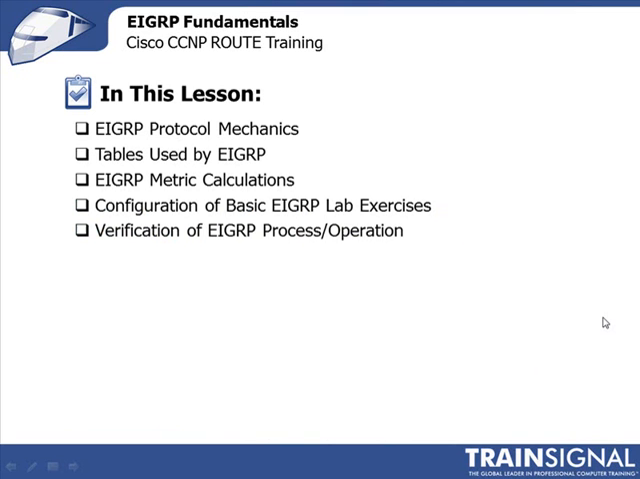So just as a roadmap for our lesson, we're going to start off with the mechanics of the protocol. It's important to understand the piece parts and how things function in order to be able to really show excellence as a network engineer. So we'll look at protocol mechanics. We'll look at the various tables used by EIGRP. We're going to dive into EIGRP metric calculations. For those of you that are not fond of math, buckle up. This is going to be intense.